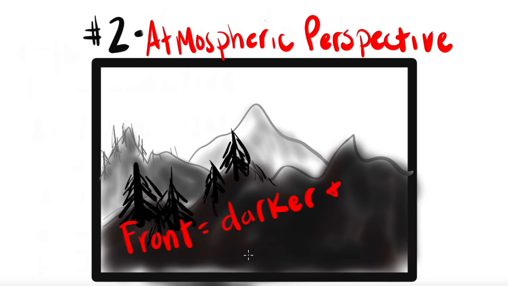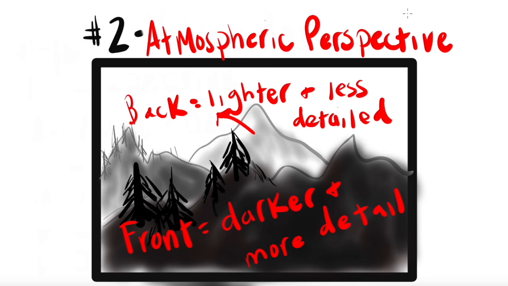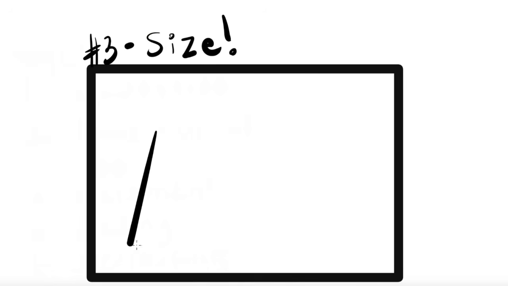Everything in the front is going to be a darker value and there's going to be more detail. However, as we move to the back, everything gets lighter and less saturated and there's less detail. This is because the atmosphere and all the dust in the sky affects how we see things way off in the distance. The third technique is size.